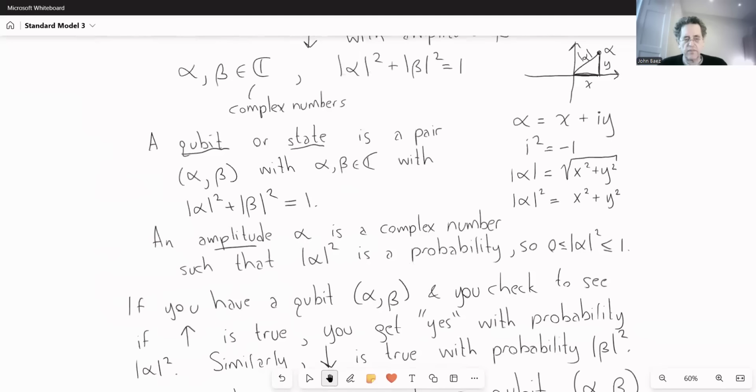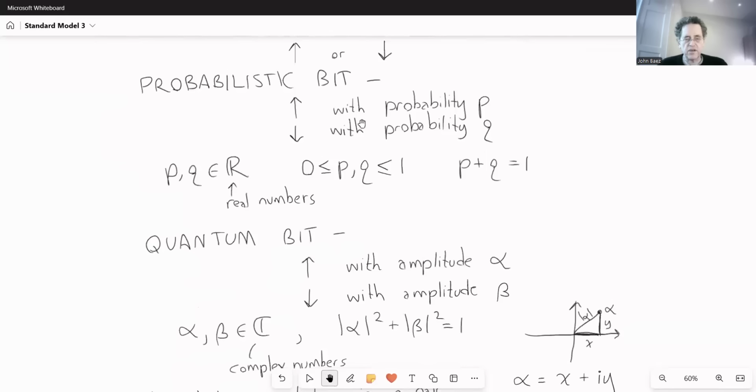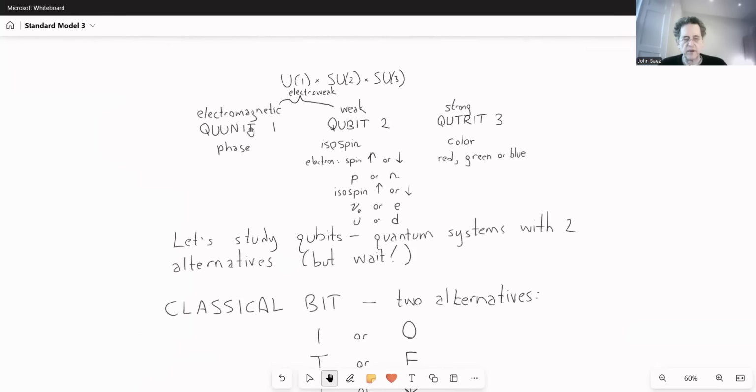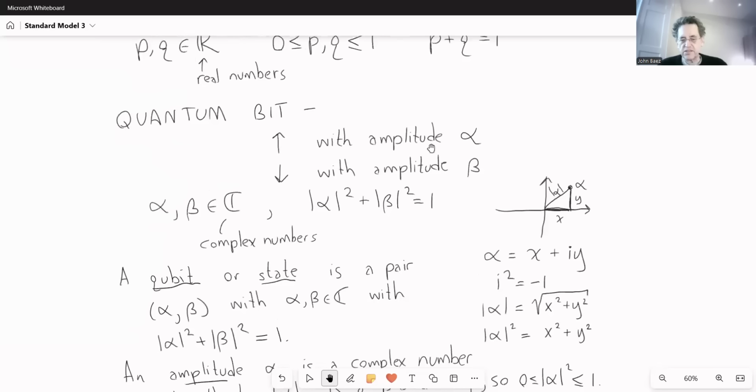That may illuminate some of the mysterious stuff I was saying when I was talking about Q units a while back. You may remember way back up here, I was talking about the electromagnetic force being related to Q units, where classically you're dealing with just one alternative, which seems really stupid. And I said, well, there's still something interesting going on. You can take a Q unit and multiply it by a phase and get a new one. And that's true for qubits, and it's true for qutrits, and so on. You can always multiply them by a phase and get a new one.